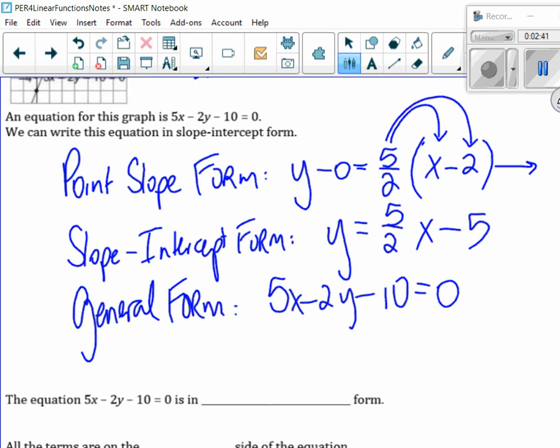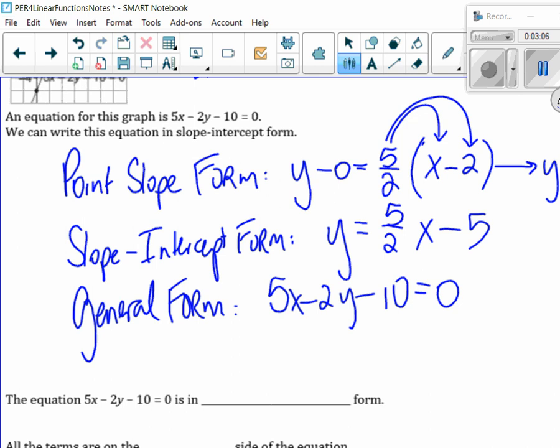So first off, y minus 0 is just y equals, right? And what do I get when I multiply 5 over 2 x? 5 over 2 x. And what do I get when I multiply 5 over 2 times minus 2? You get minus 5. Very good. Anybody have any trouble with getting minus 5? The 2's would cross cancel, yes? Okay, and of course that's the same as this.